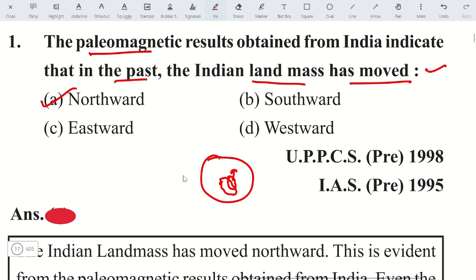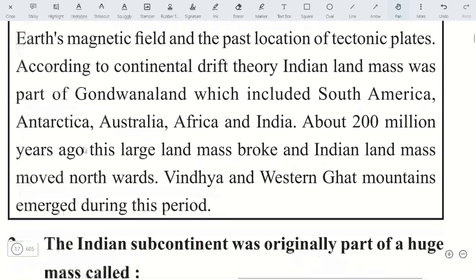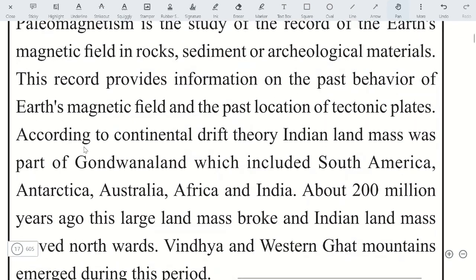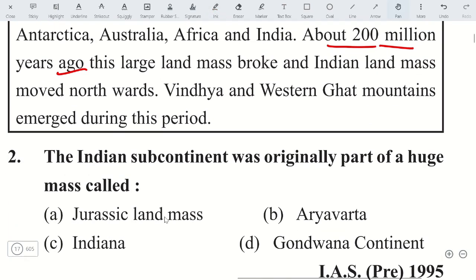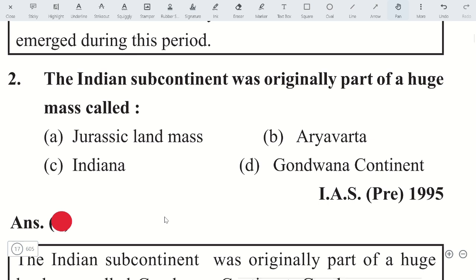Remember this. Actually, it was not completely north. It was northeastern, but in the question there is no northeast, so we will go with northward. One more thing: India broke up from Gondwana about 200 million years ago. Remember this. Okay, let's move on to the next question. The Indian subcontinent was originally part of a huge mass called the Gondwana continent. The option will be D. The same question but in a different form.